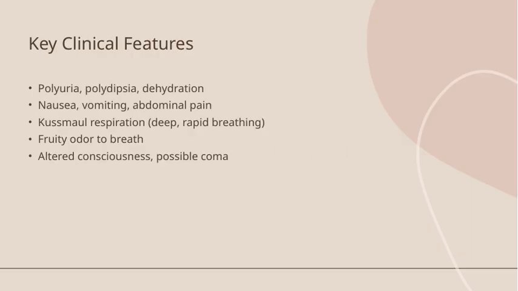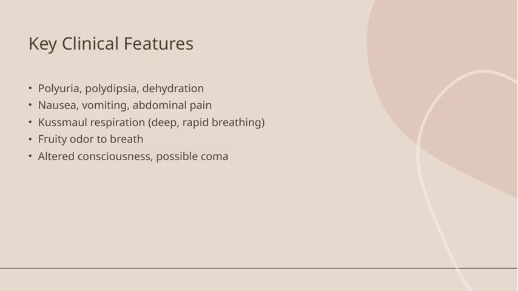Let's take a closer look at the key clinical features we might observe. First, patients often present with polyuria and polydipsia, which means they are urinating a lot and feeling extremely thirsty. Dehydration is also common because of the fluid loss. Along with these, nausea, vomiting, and abdominal pain can occur, signaling that the body's trying to cope with a serious imbalance.